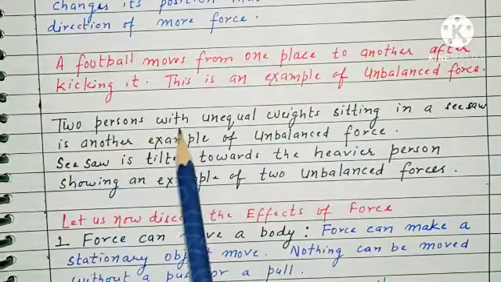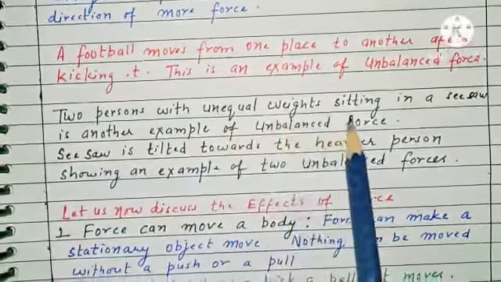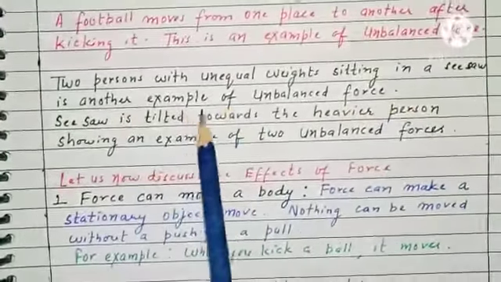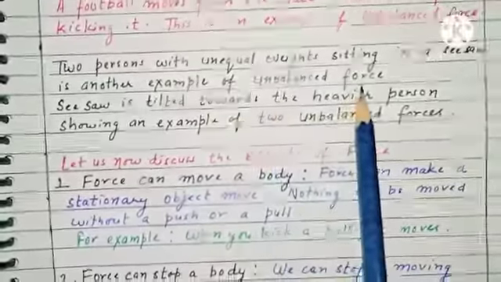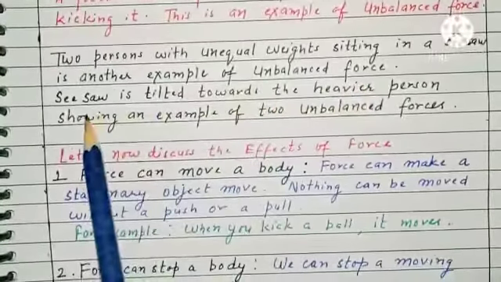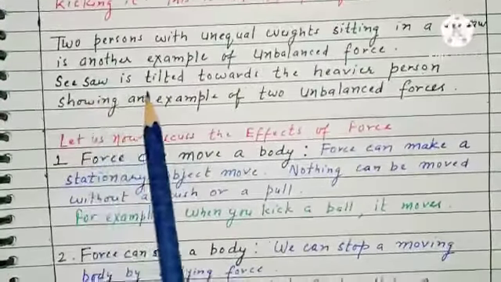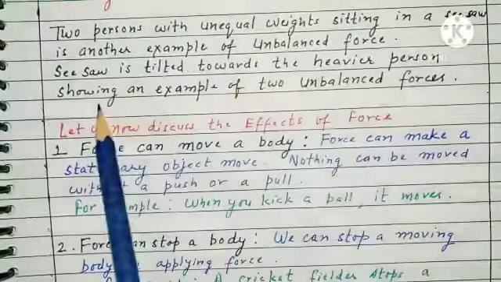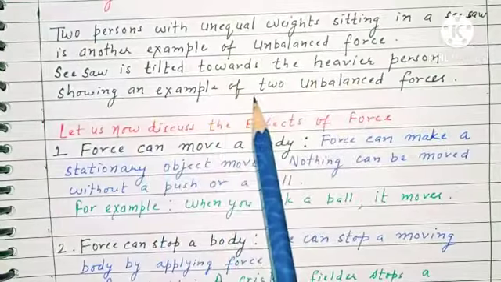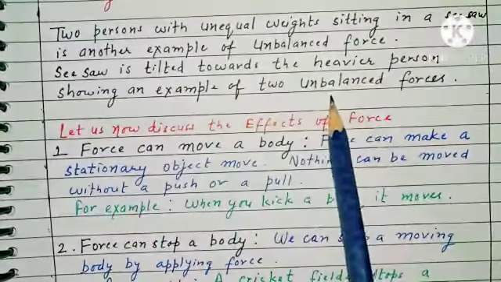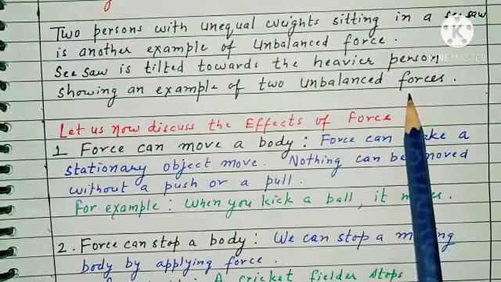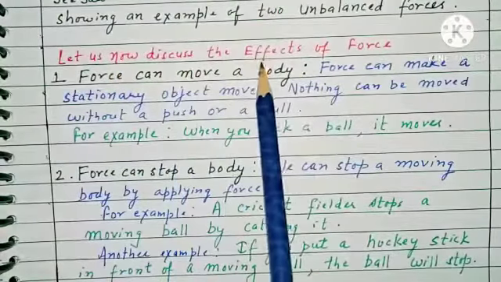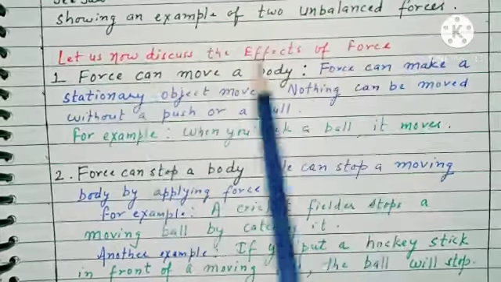Two persons with unequal weights sitting on a seesaw is another example of unbalanced force. You might have noticed a seesaw is tilted towards the heavier person, showing an example of two unbalanced forces. Let us now discuss the effects of force.